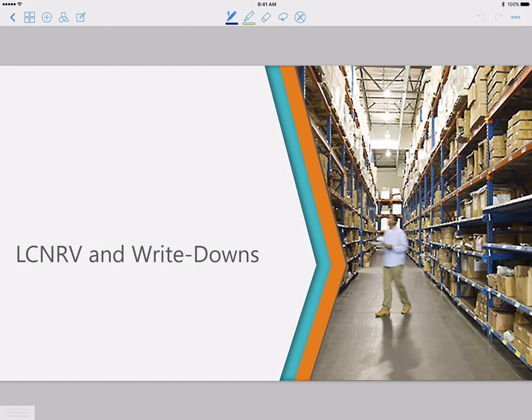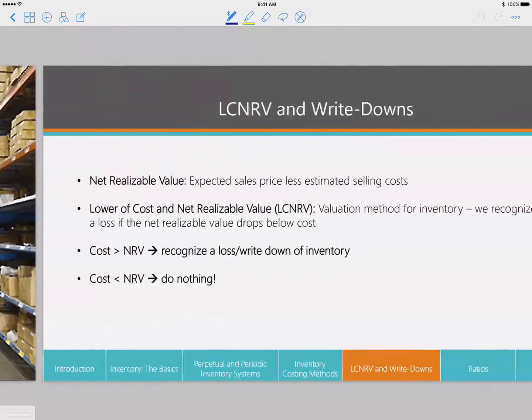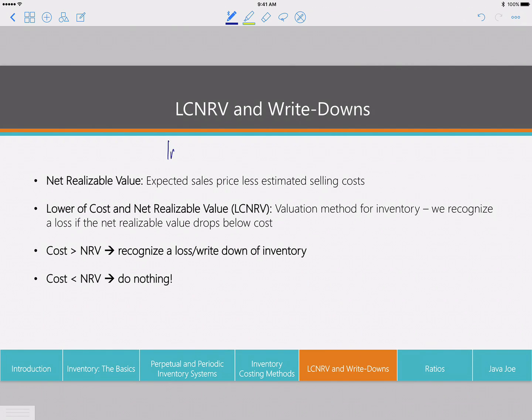So if you recall, we began today's introduction and we mentioned LCNRV, lower of cost and net realizable value. And we're going to talk all about that. This is a topic of inventory valuation. How do we value our inventory? So before we get into that, let's define NRV, net realizable value. And that is your expected sales price minus your selling cost. So NRV is sales price minus sales costs.